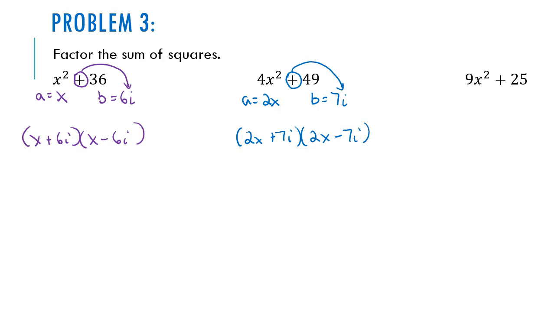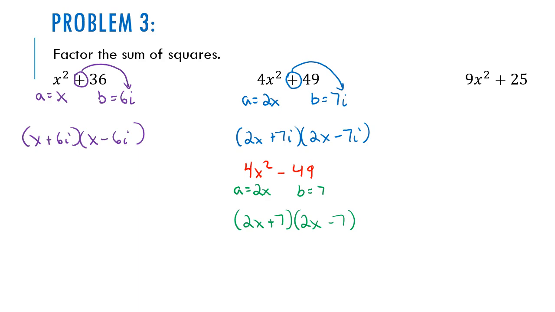So if I had 4x squared minus 49, I'm still going through the same process. What two identical numbers multiply to give me 4x squared? 2x. Two identical numbers that multiply to give me 49 is 7. But since there's a minus sign, there's no i. So the factors are simply 2x plus 7 and then 2x minus 7. You can see how the difference is? It's all about that plus sign.